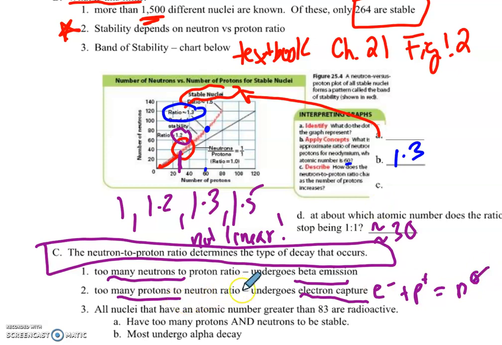All nuclei that have an atomic number greater than 83 are radioactive. So everything greater than 83 is radioactive. They have too many protons and too many neutrons to be stable, and most of them will undergo alpha decay. So this is an important section here in your notes. Okay, let's go to page 5.